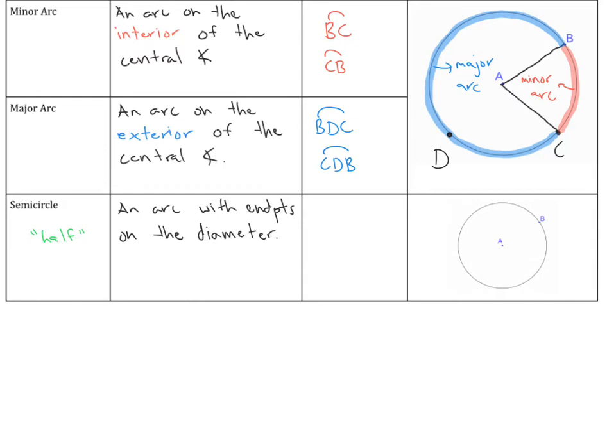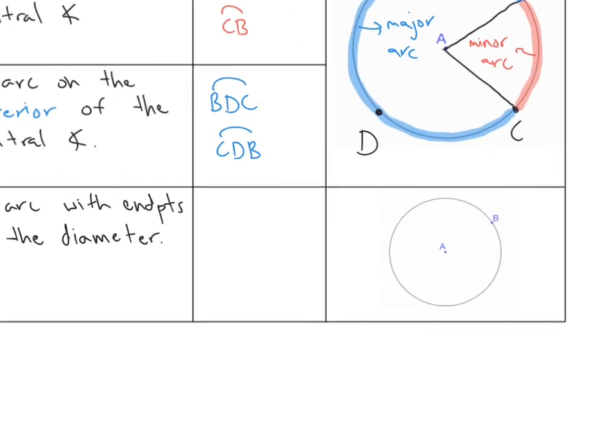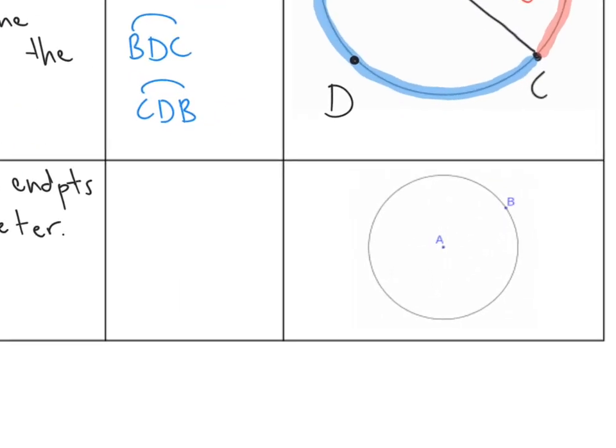Now, why is it the diameter? Let me zoom in and show you. So let's suppose we have just a random line that cuts our circle into 2 parts. Now, if I take a look at those 2 parts, I have a piece down here and I have another piece of the circle on top.